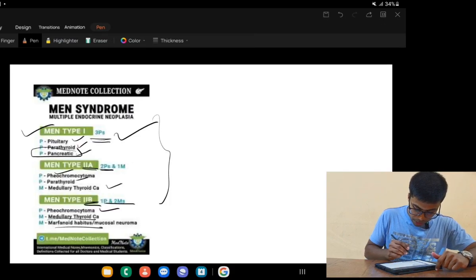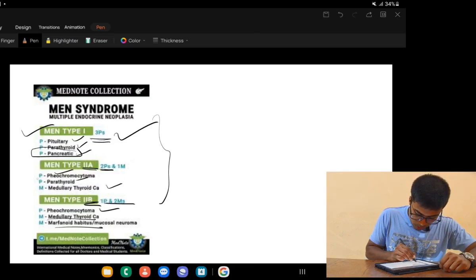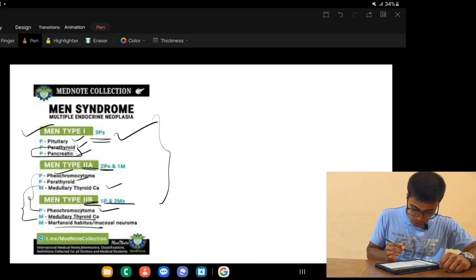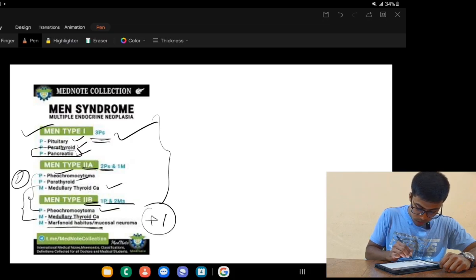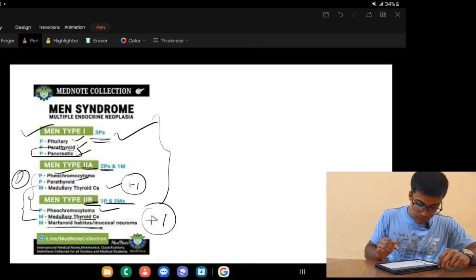And one more thing I want to add is that we got 2 more MCQs: pheochromocytoma is seen in 2A as well as 2B, and medullary thyroid cancer is seen in 2A and 2B. So we have got 2 MCQs. Marfanoid habitus gives 1+1, and medullary thyroid cancer in 2A gives +1. So we have got 5 MCQs here. With this, let's see the explanation.